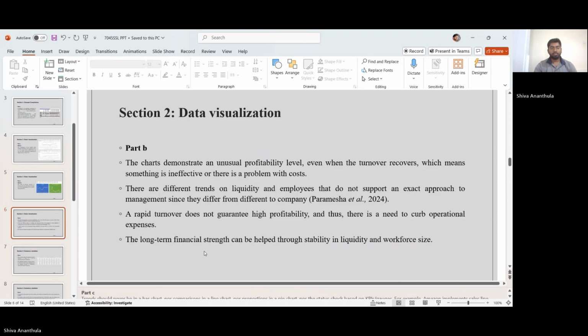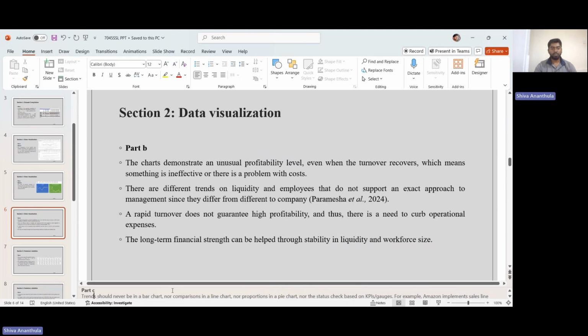Part B. The chart demonstrated an unusual profitability level even when the turnover recovers, which means something is ineffective or there is a problem with cost. There are different trends on liquidity and employees that do not support an exact approach to management since they differ from company to company. A rapid turnover does not guarantee high profitability, and thus there is a need to curb operational expenses. The long-term financial strength can be helped through stability in liquidity and workforce size.